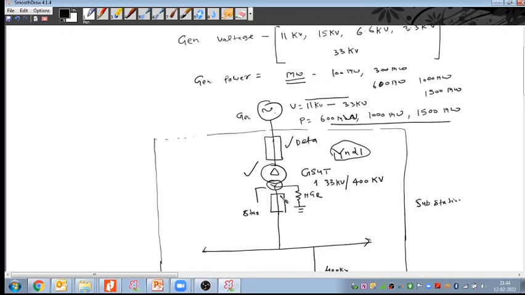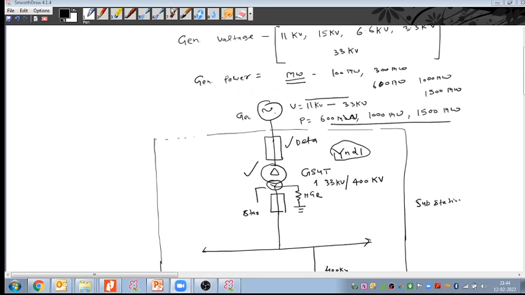We take delta on the generator side. That is the point, because we wanted to block the third harmonic or multiples of third harmonics and the zero sequence current. That is why we prefer to have the delta on the generator side. Right, Mansoor Khan sir? Yeah, got it.